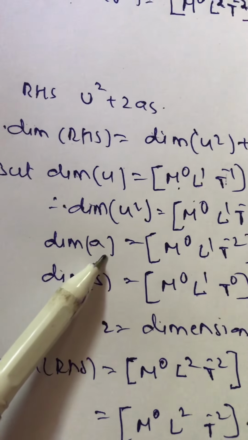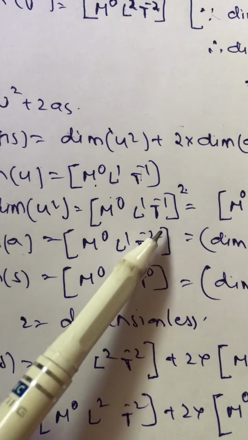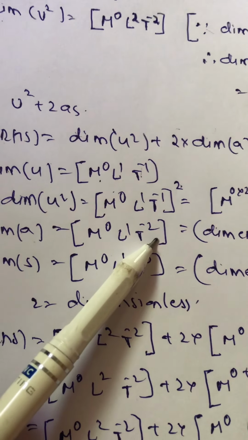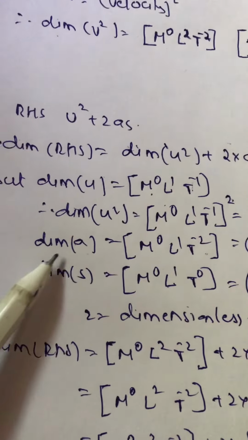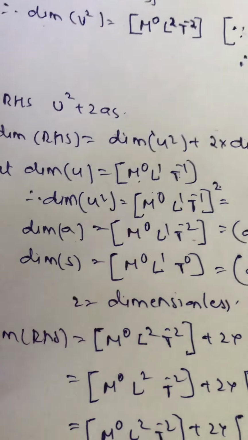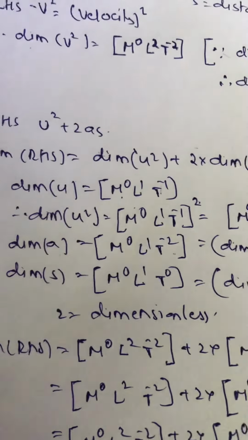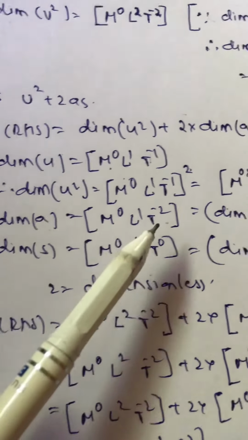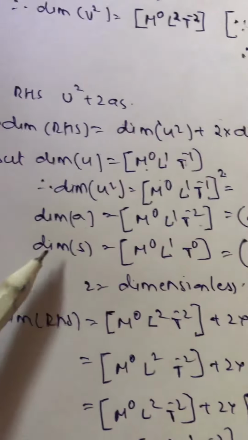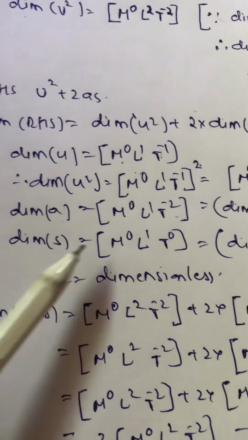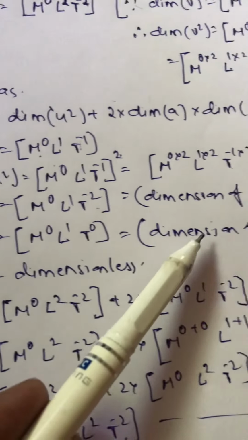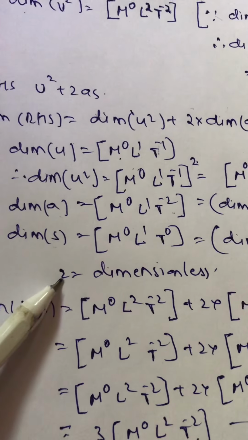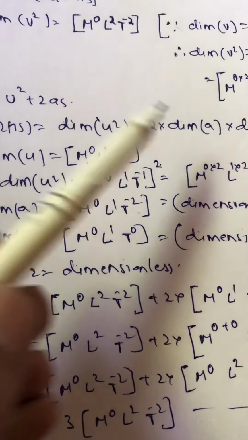Similarly, dimension of acceleration will be equal to M^0 L^1 T^-2. See, in such problems, you don't have to specifically prove that the dimension of acceleration is this. You can take it as ready-made, since you know that this is the dimension of acceleration. That's why I have taken it directly. And dimension of displacement is equal to M^0 L^1 T^0. Same, you can take it for granted. Now this 2 is dimensionless anyway, so you don't have to bother about it at all.